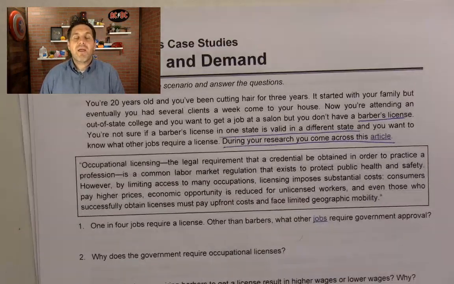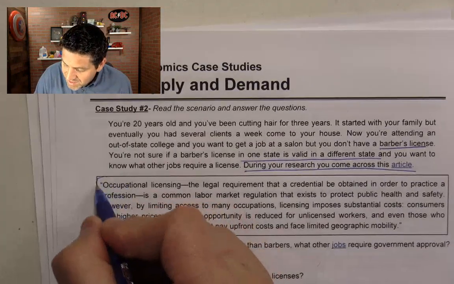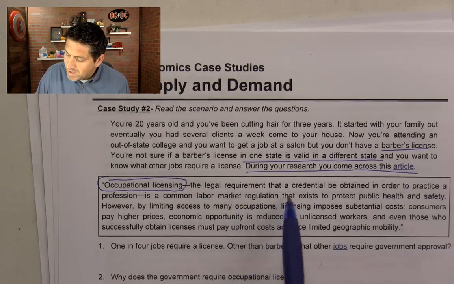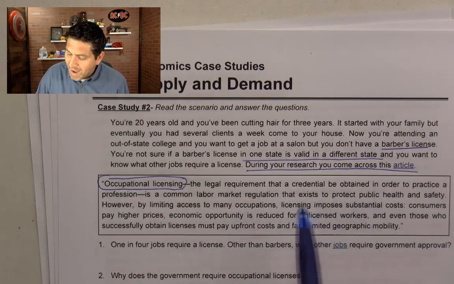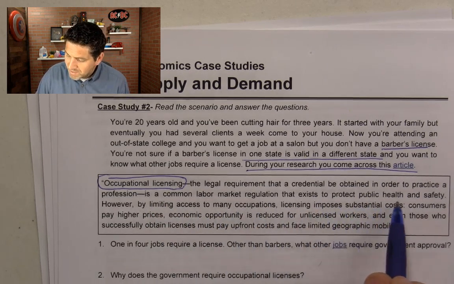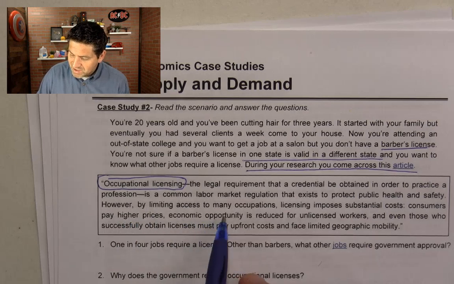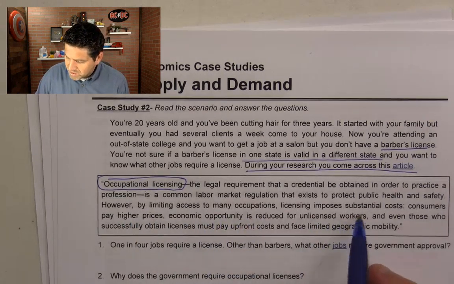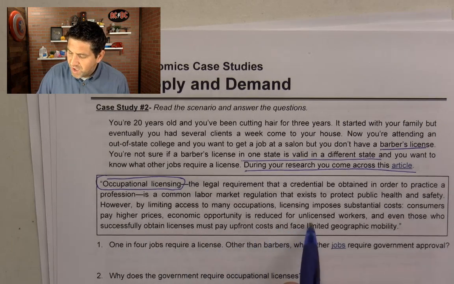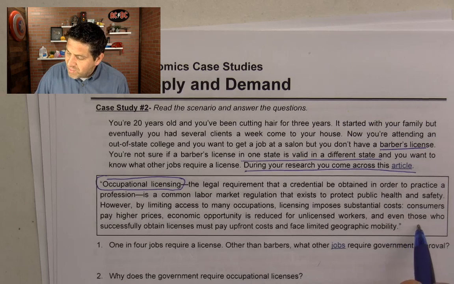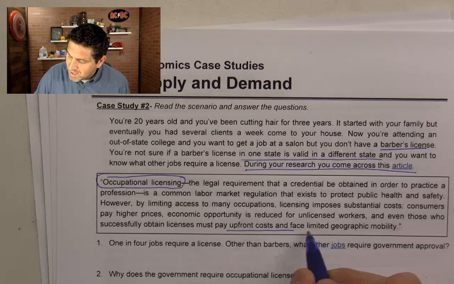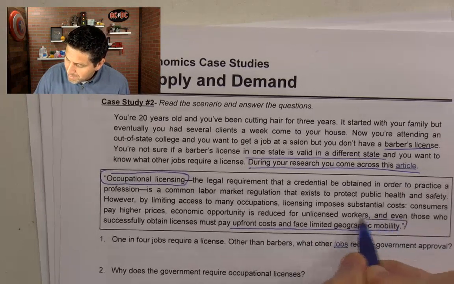There's an article that talks about occupational licensing, and that's the concept we're talking about. Occupational licensing, I'll just read this, is the legal requirement that a credential must be obtained in order to practice a profession. It is a common labor market regulation that exists to protect public health and safety. However, by limiting access to many occupations, licensing imposes substantial costs. Consumers pay higher prices, economic opportunity is reduced for unlicensed workers, and even those who successfully obtain licenses must pay upfront costs and face limited geographic mobility. What's that mean? I wonder.